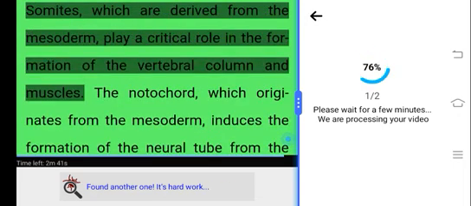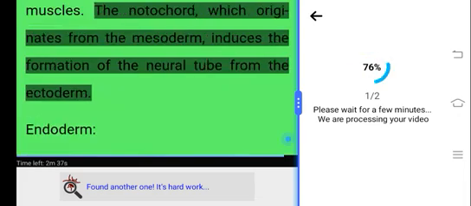Somites, which are derived from the mesoderm, play a critical role in the formation of the vertebral column and muscles. The notochord, which originates from the mesoderm, induces the formation of the neural tube from the ectoderm.